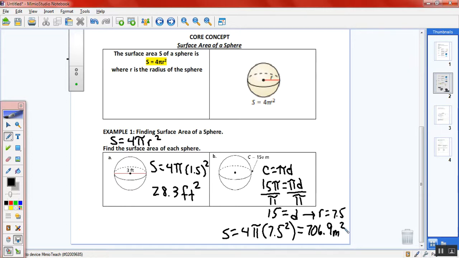Square meters. Very good. Guys, what's your formula for the surface area of a sphere? 4 times pi times radius squared. Okay? Again, everything in this chapter is formula driven. So when we get ready to test, you're going to want to make sure you have what with you?